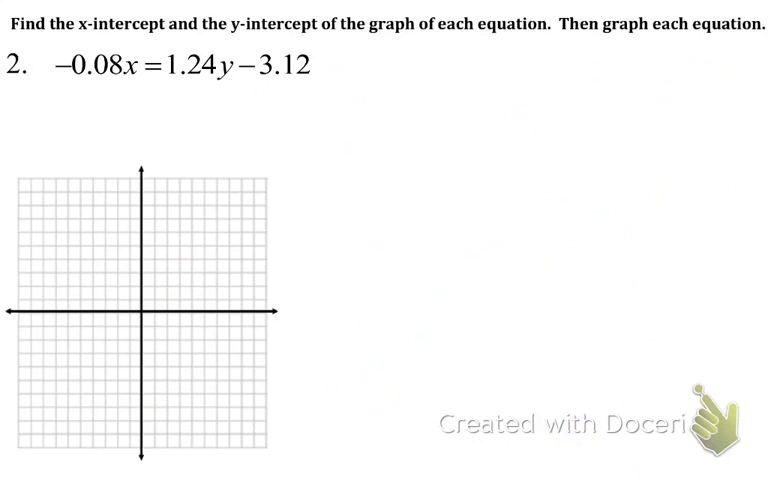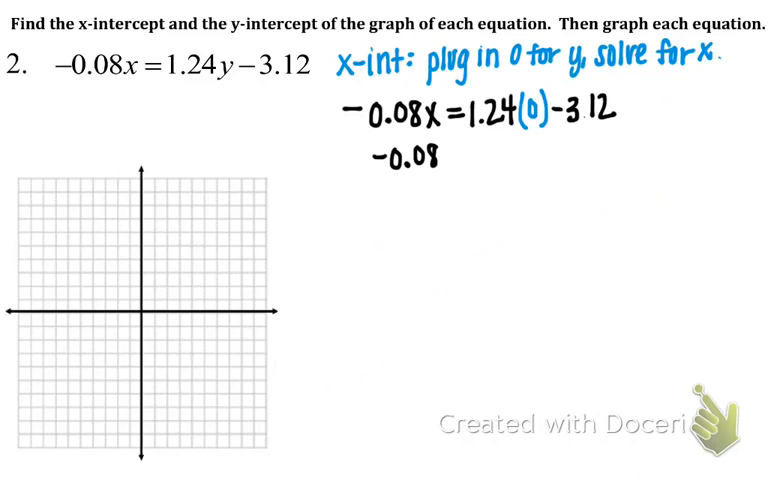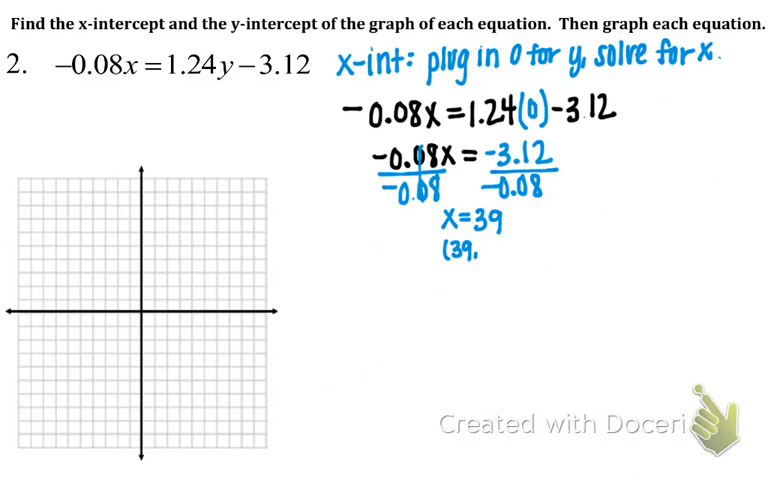Let's do one more example where I solve for my intercepts. The first thing I'm going to do is plug in 0 for y and solve for x in order to get my x-intercept. So negative 0.08x is equal to 1.24 times 0 minus 3.12. As I'm moving along, 1.24 times 0 is 0, so I'm just left with a minus 3.12 on the right-hand side. I can divide by negative 0.08, and x is equal to 39. So my x-intercept will be (39, 0).